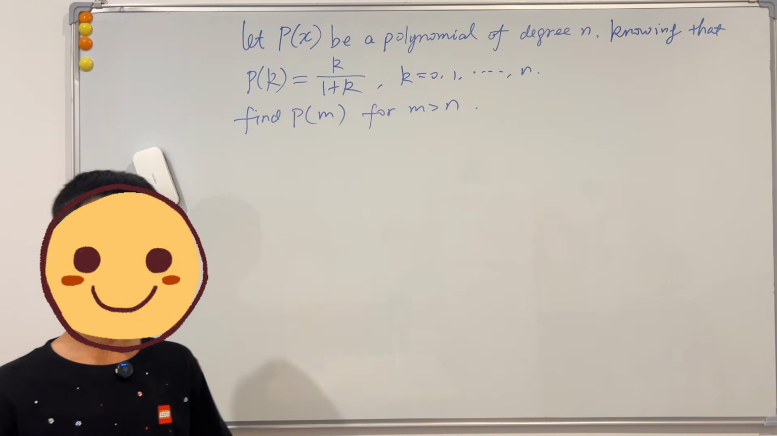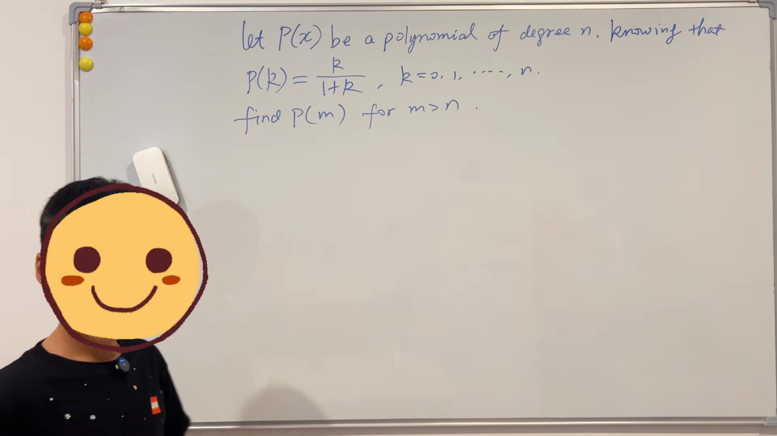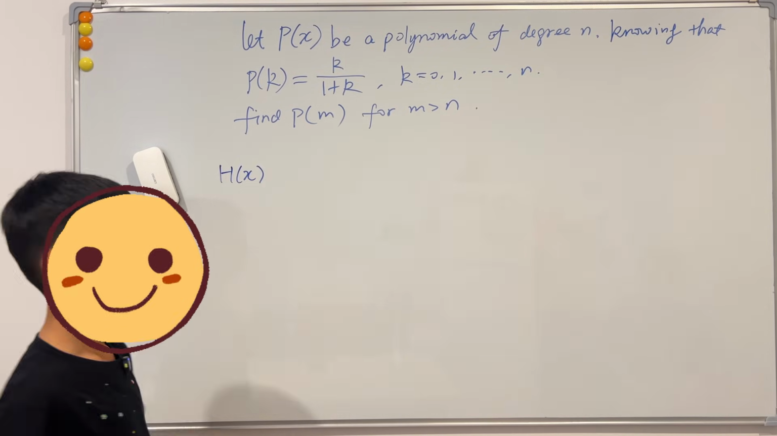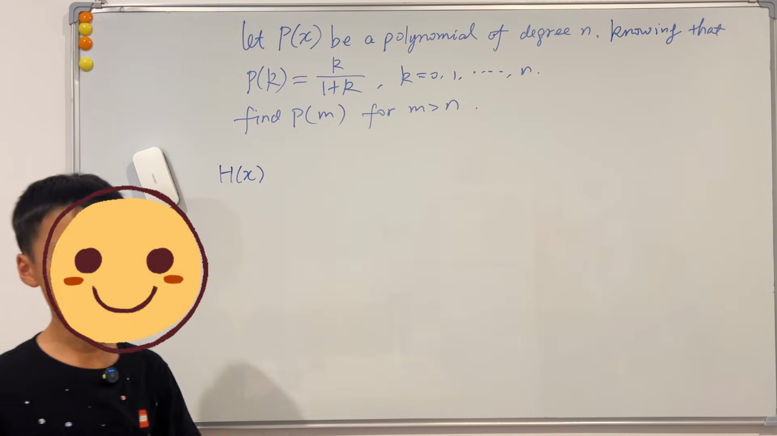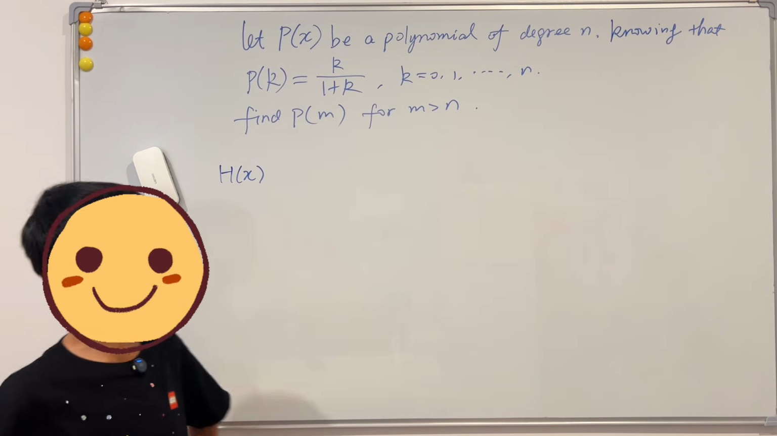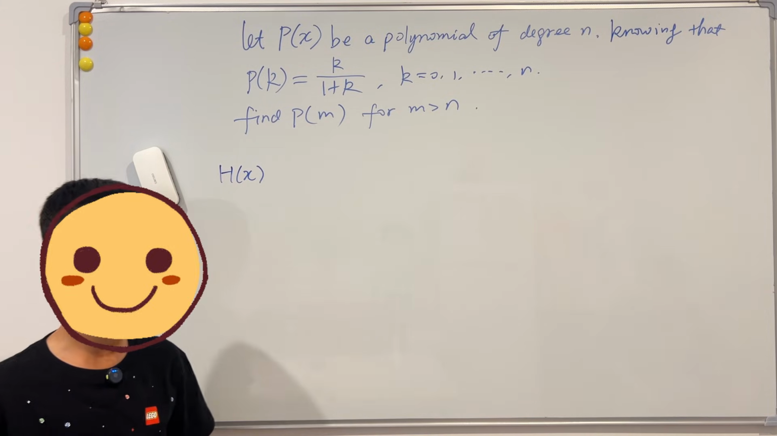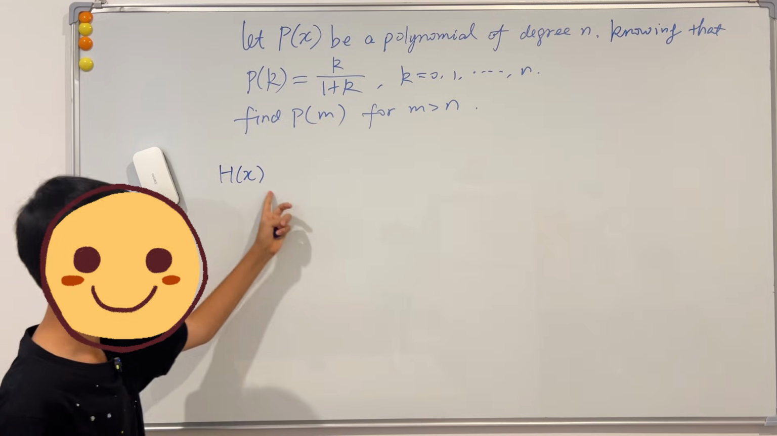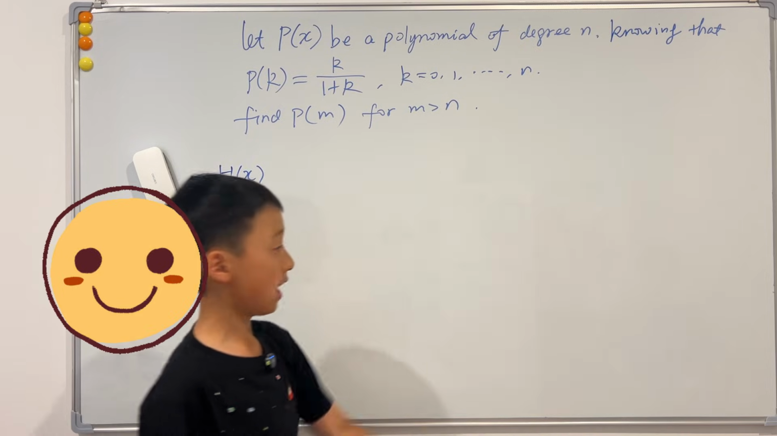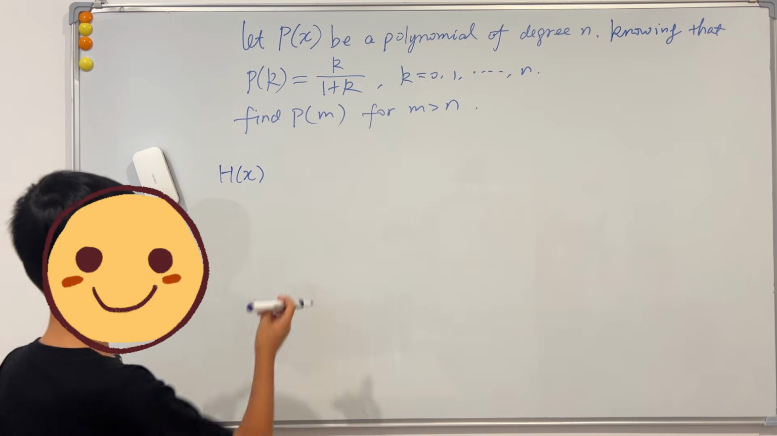But what do we do? Well, what I'm going to do is construct a new polynomial called h of x. Now, what attributes do I want this h of x to have? Well, I want this h of x to involve p of x, right? Because we want to find p of m, and we can't just make a random polynomial, right? So I want this to involve p of x. Secondly, I want all these values of k to be the roots of this polynomial. So how do we construct it?